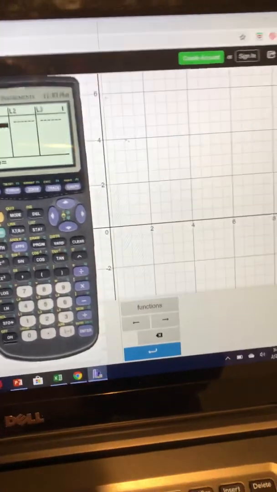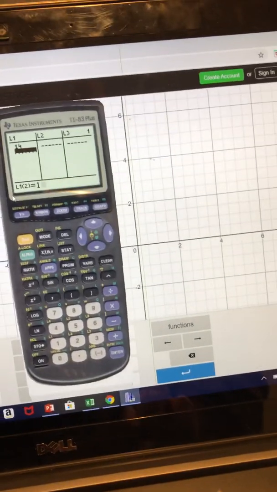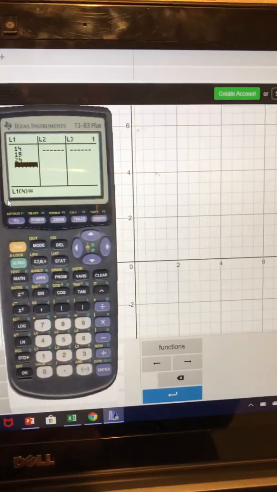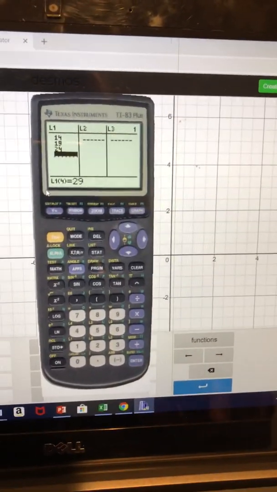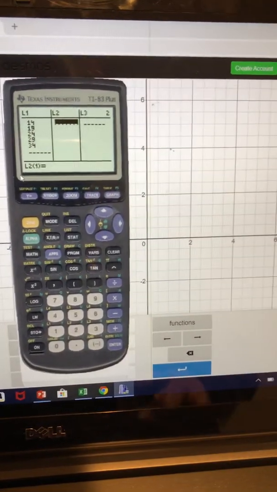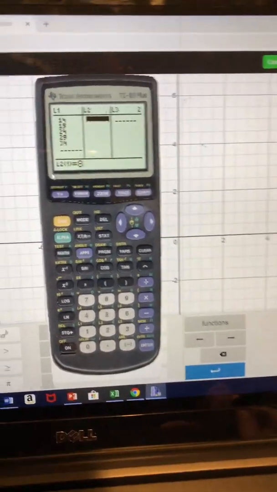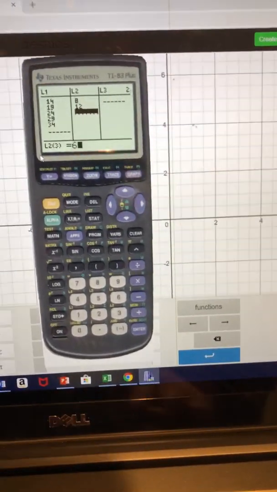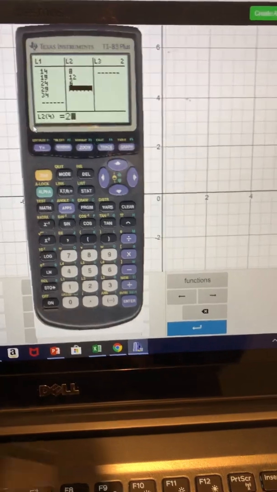So I'll show you on the calculator first, and then I'll show you how to do it on Desmos. So I'm going to type in my midpoints: 14, 19, 24, 29, and 34. And then I put in my frequencies. So I've got 8 and 12 and 6 and 2 and 1.